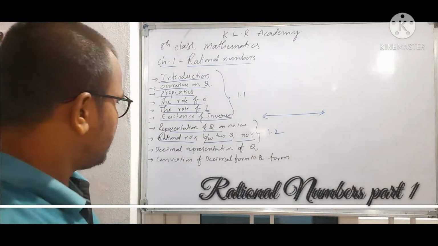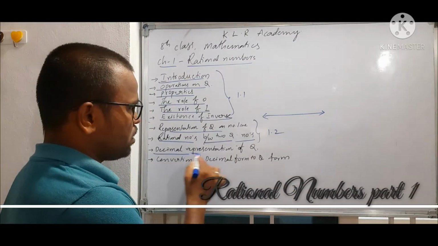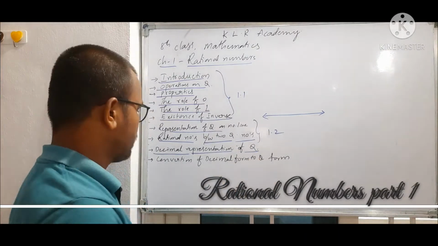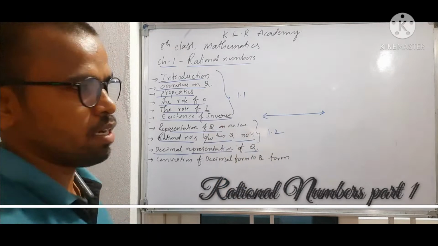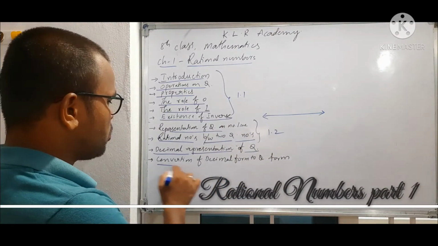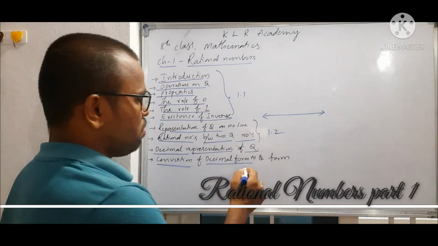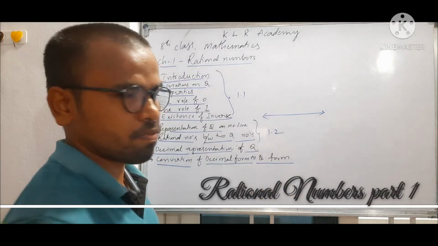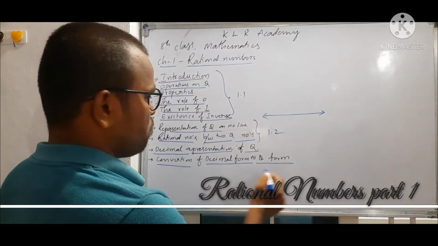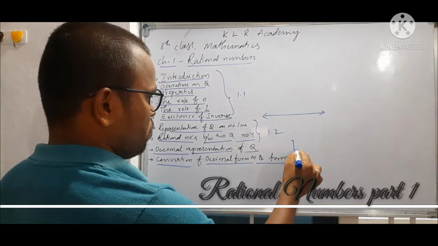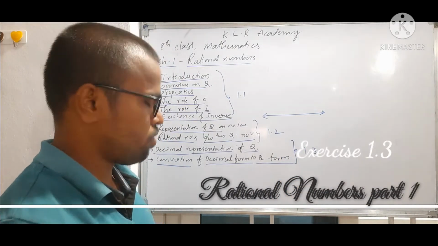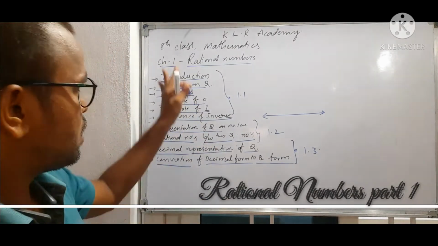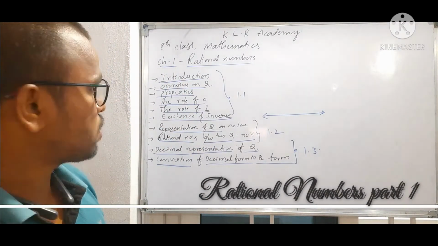And the next is decimal representation of rational numbers, meaning rational numbers converting to decimal numbers. And the next is conversion of decimal form to rational form. So these two topics are basics for doing exercise 3. This is the content of this chapter.